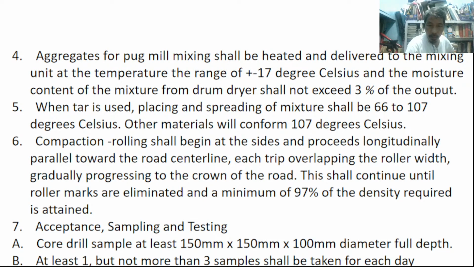100 meters per sample, therefore 1 kilometer there are 10, and 10 times 6, so 60. So 60 samples per day minimum. Okay, maximum times 3. Okay, 60 times 3, this is 180. Imagine, only for 1 kilometer highway, you need 180 samples, drilled sampling, core drilling.